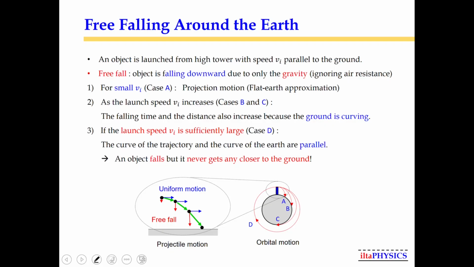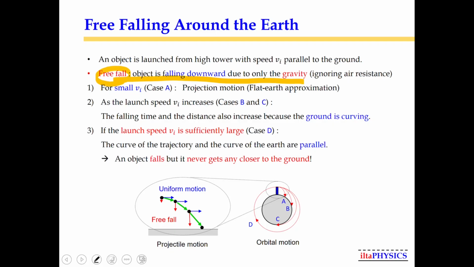To explain an object's orbital motion, let's imagine this situation. As shown in the picture on the bottom right, an object is launched horizontally from the top of a very tall tower on Earth. When the object is launched from the tower, it moves as shown in the picture on the bottom left. It performs projectile motion, which combines uniform motion in the horizontal direction and free fall motion in the vertical direction, creating a parabolic trajectory.